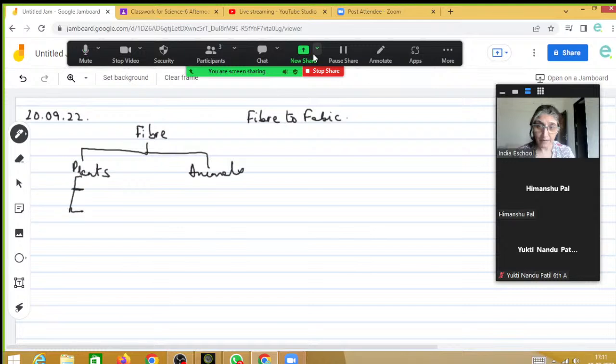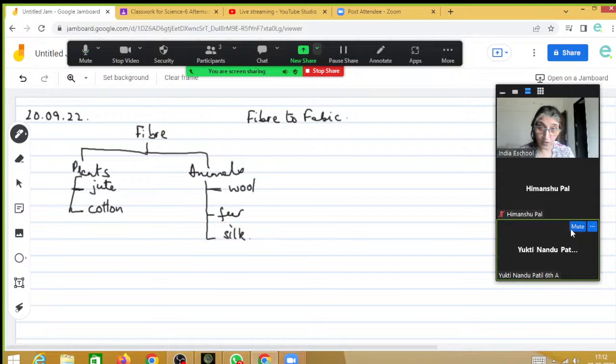Ma'am, jute and wool. Wool doesn't come from plants. Yukti, you tell me. Ma'am, cotton. Cotton and jute come from plants. Which one comes from animals? Wool, fur, silk, fleece. Yes, so this all we know.